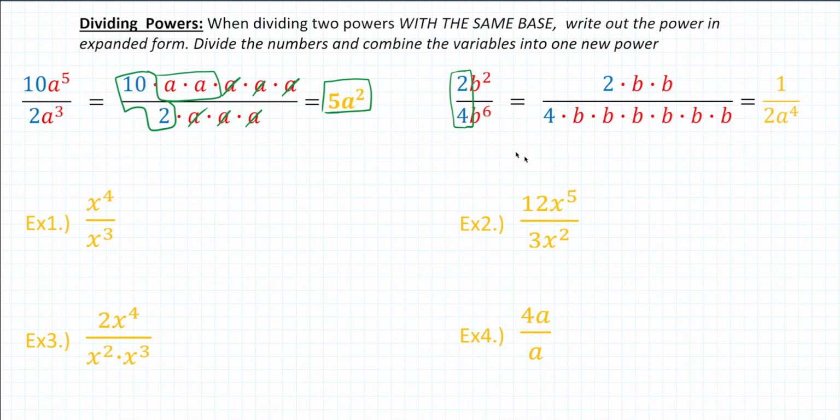On the off chance that the two numbers don't divide evenly, like into a whole number, you're going to end up with a fraction. So 2 divided by 4, well, that's just 1/2.